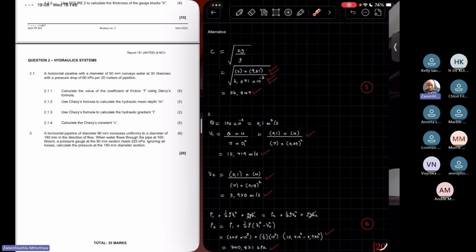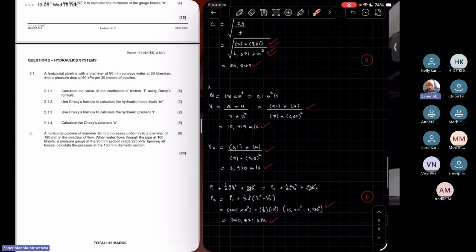So there was a typo here. I wrote 3, but essentially this is 2.2. It reads as follows: a horizontal pipeline of diameter 90 millimeters increases uniformly to a diameter of 180 millimeters in the direction of flow. When water flows through the pipe at 100 liters per second, a pressure gauge at the 90 millimeter section reads 225 kilopascals. Ignoring all losses, calculate the pressure at the 180 diameter section.